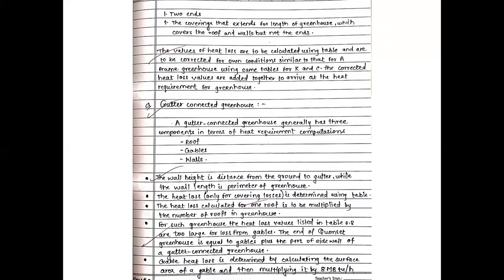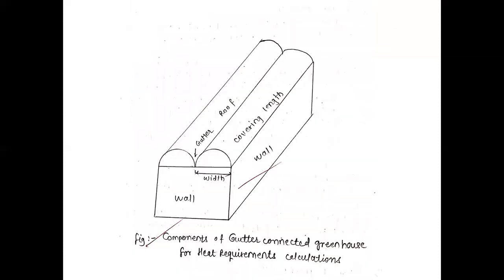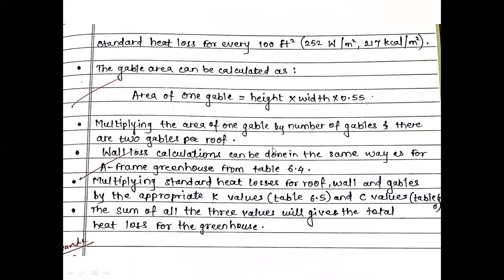The end of Quonset greenhouse is equal to gables plus the part of side wall of a gutter connected greenhouse. Gable heat loss is determined by calculating the surface area of a gable and then multiplying it by 8 BTU per hour. This is gutter connected greenhouse. Okay, so this is gutter and this is roof covering width, covering length, wall.